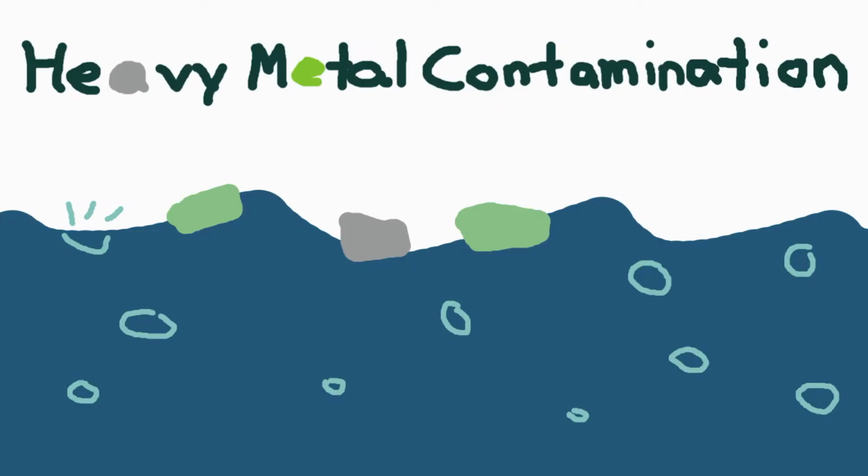Next, we have heavy metal contamination. This type of contamination involves pollution from metals like arsenic, lead, cobalt, or copper, just to name a few, that become exposed to water. When these metals come in contact with water, parts of it leach out, potentially polluting rivers or lakes.